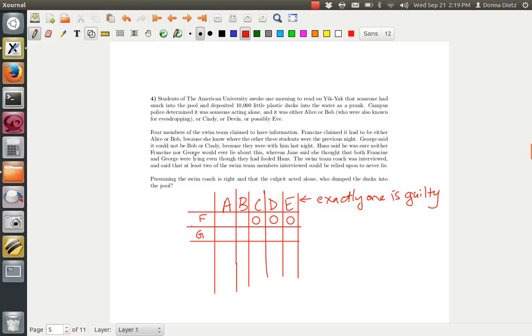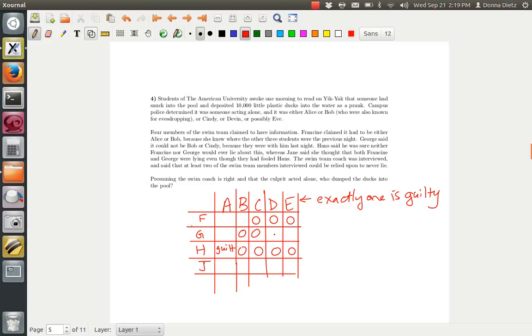George says it could not be Bob or Cindy. So that's an explicit exoneration. And then Hans says that F and G are both telling the truth. So if F and G are both telling the truth, then all the exonerations are honest exonerations, and then A must be guilty. And that's Hans's opinion. And Jane says, well, Hans actually doesn't know what he's talking about, but he's sincere, but he's misguided. And actually, Francine and George are both lying.